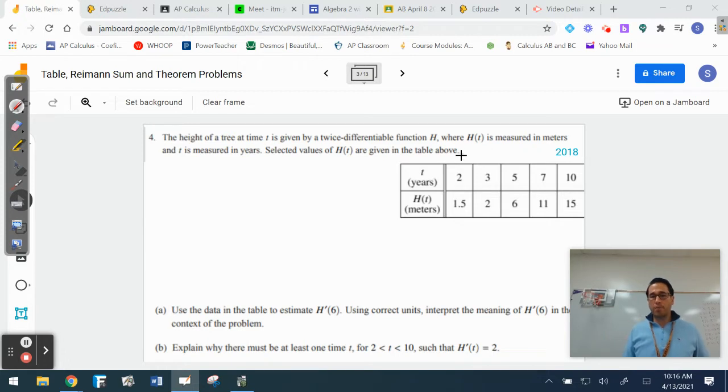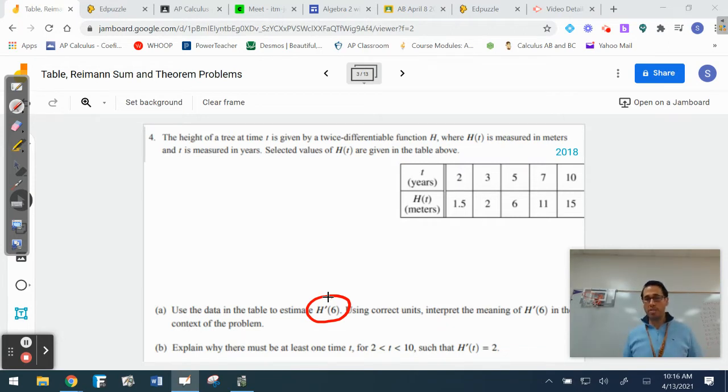It's twice differentiable. This is h of t, so it's not a rate, which is interesting. It's just meters and years. So if I wanted to graph it, I could graph it. But part A says, use the data in the table to find h prime of 6, the derivative. Now remember, derivative means rate. Rate means slope.